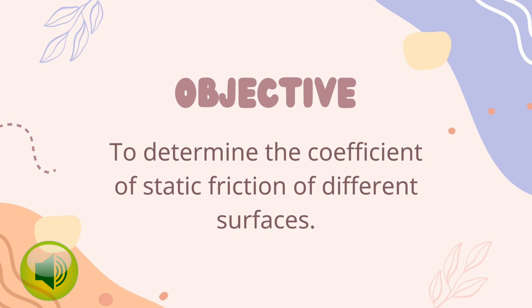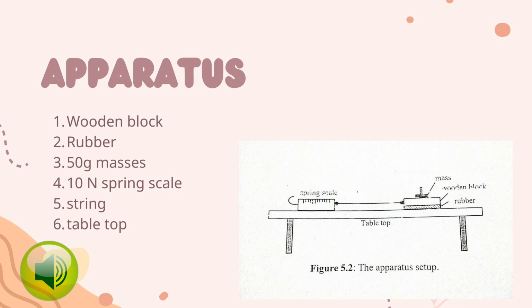Okay, next we go to our experiment objective, that is to determine the coefficient of static friction of different surfaces. The apparatus that we used in the experiment is a wooden block, rubber, 50 gram masses, a 10 Newton spring scale, string, and lastly the tabletop. In figure 5.2, you can see the apparatus setup that we have used in this experiment.